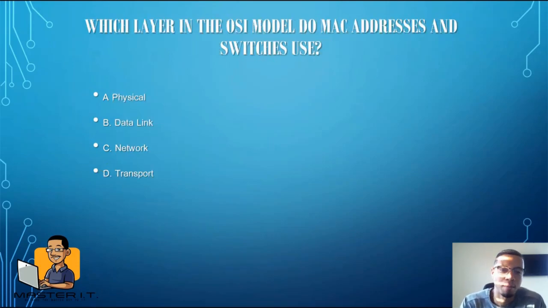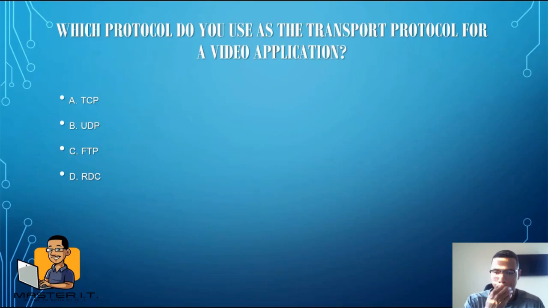Which layer in the OSI model do MAC addresses and switches use? Easy. Data link. Good. Which protocol do you use as a transport protocol for a video application? Easy. Perfect. UDP, easy.